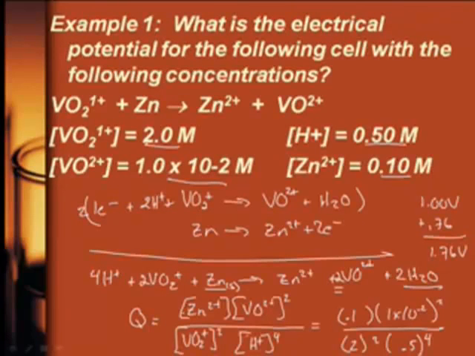So here we have, what was that number again? It's 4 times 10 to the negative fifth.